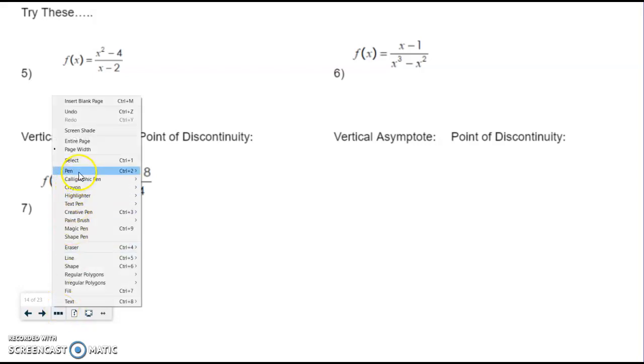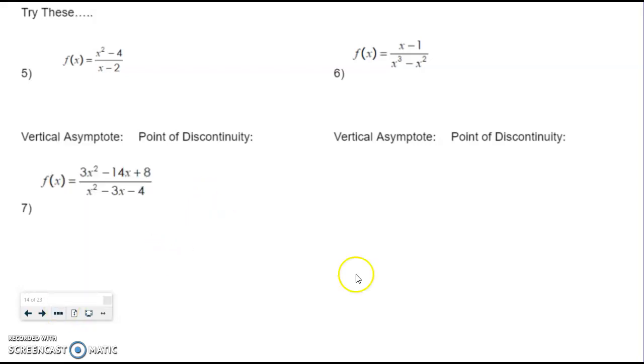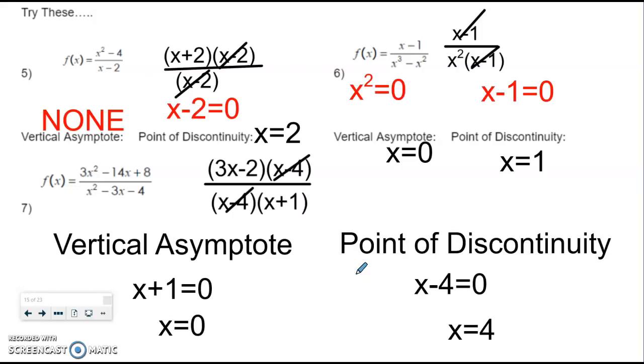Alright guys, so I asked you to try these three questions, and this is what I got for them. I factored out the numerator in number 5 and got x plus 2, x minus 2. Those x minus 2's cancel, so that means there's a point of discontinuity where those two cancel, so I got x to be 2 for this one.